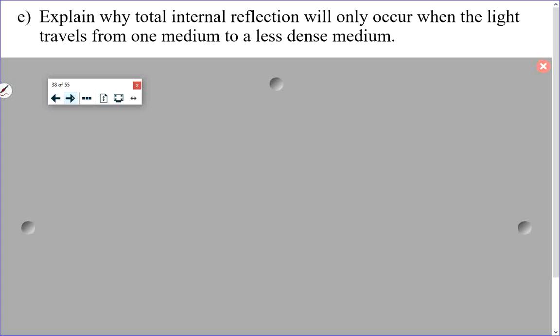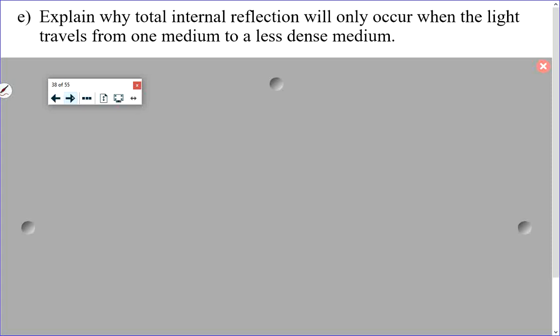Why is that? Ultimately, it's because if the light is going to reflect 100% internally at some point, then it has to begin the journey by refracting away from the normal. I mean, if this were refracting towards the normal, and I can show towards the normal right now, it doesn't matter how big I increase the angle of incidence. If it's refracting towards the normal, it will always refract into the second medium.